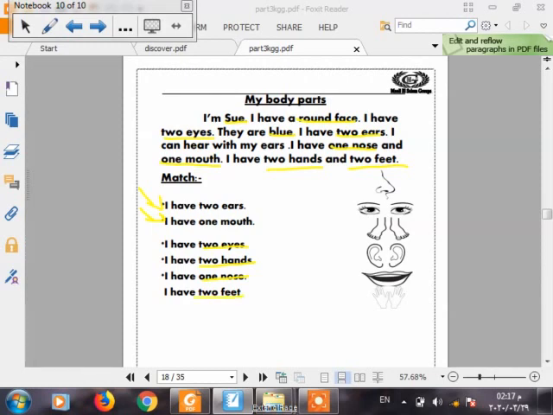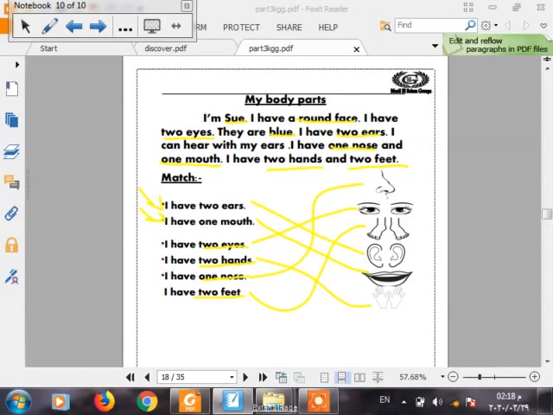Again, the first one, I have two ears. Where is the picture of ears? This one. Please make a line between it. I have one mouth. Where is the mouth here? This one. I have two eyes. I have two hands. I have one nose. I have two feet.